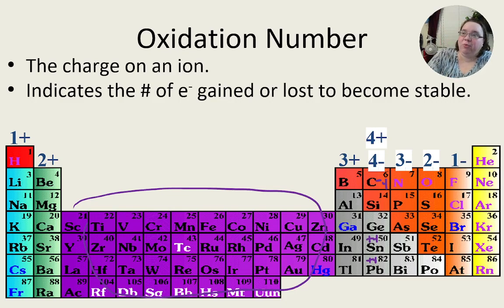My noble gases, because they have their octet, they are stable. Their oxidation state is 0. They do not gain or lose electrons. So therefore, they do not have an oxidation number or a charge that they form.